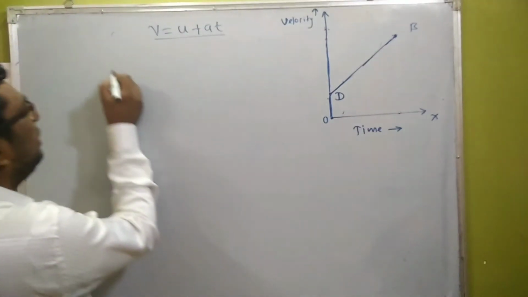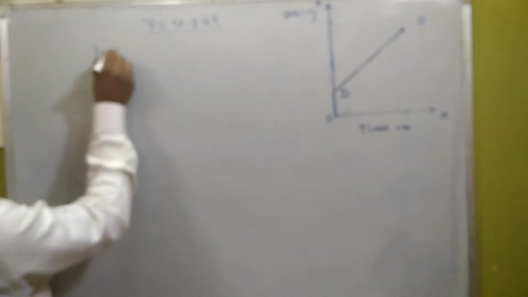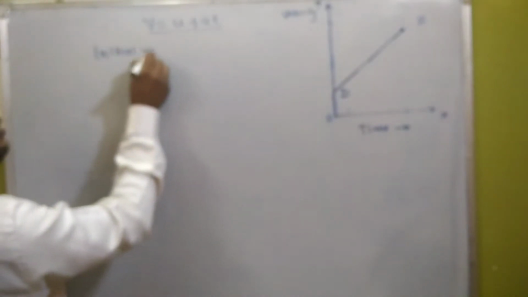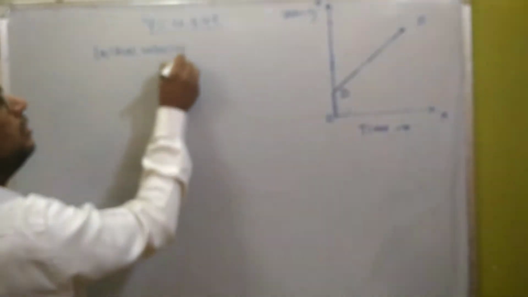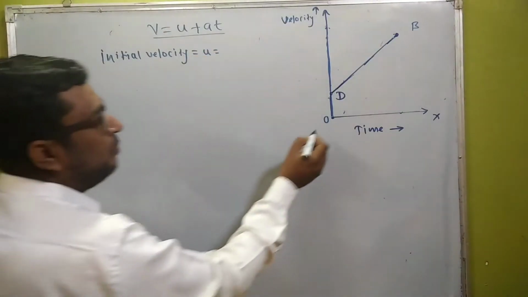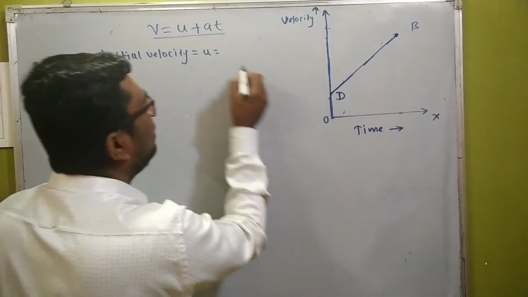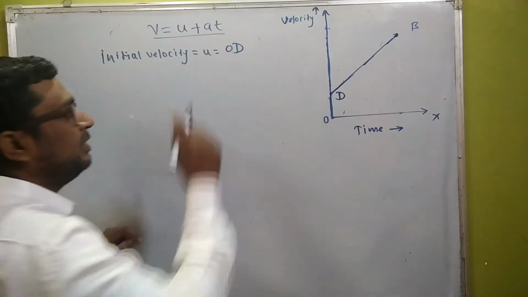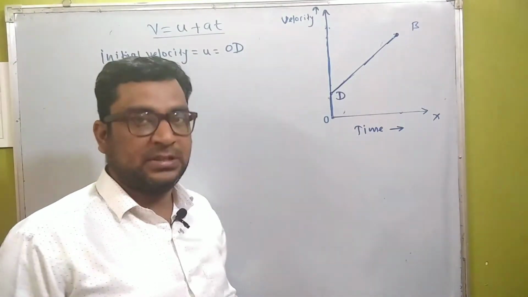On behalf of this scenario, we design the three values. First of all, what is the initial velocity of an object? Denoted by the letter u, with respect to the origin up to this point, this is OD. It is the initial velocity. Am I right? This is your first concept.